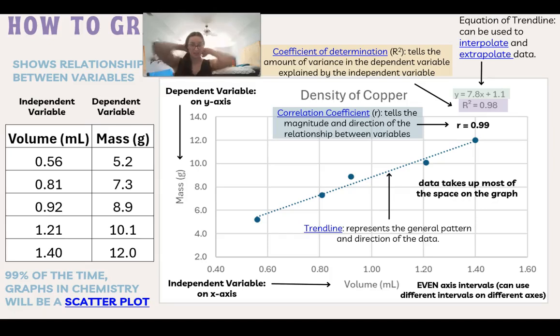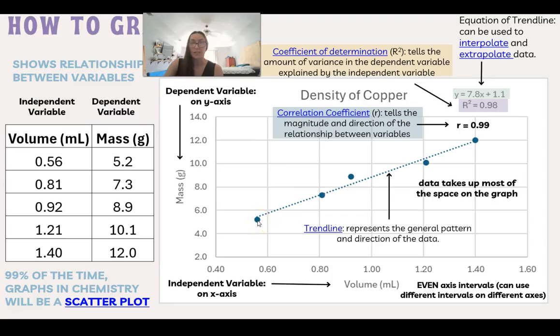Okay. So when we graph data, the independent variable is going to be on the x-axis, whereas the dependent variable, what we are measuring, is going to be on the y-axis. In this example, I know there's a lot on the screen, but I will take it step by step. This graph shows the results of measuring the mass of copper after changing the volume of copper. The slope of this graph would give us density because density is mass over volume. You can see the different volumes here and the associated mass measurements.